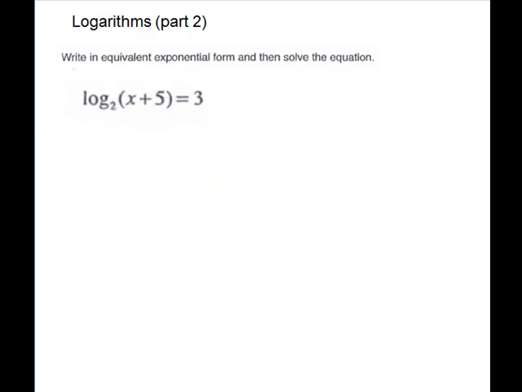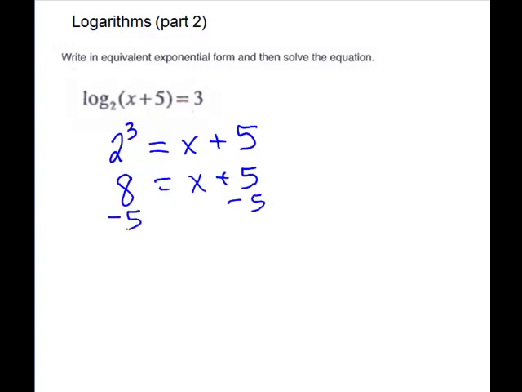Again, we will try to rewrite the equivalent exponential form and solve. So we're going to take 2 to the third power will equal what we were taking the log of, x plus 5. Work out your 2 to the third, gives you 8 equals x plus 5, and solve for x. So subtract your 5, x equals 3.